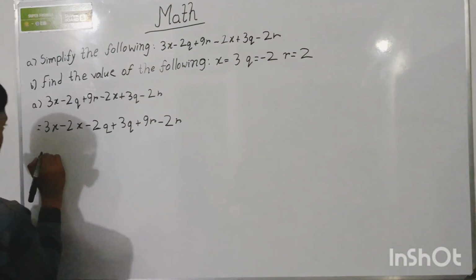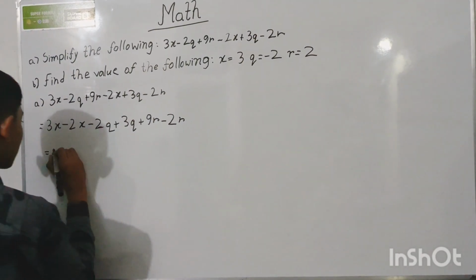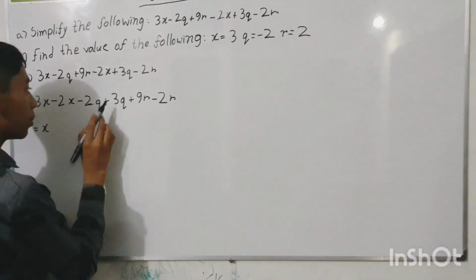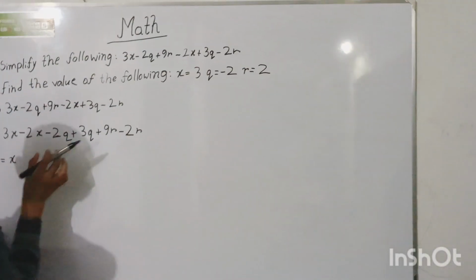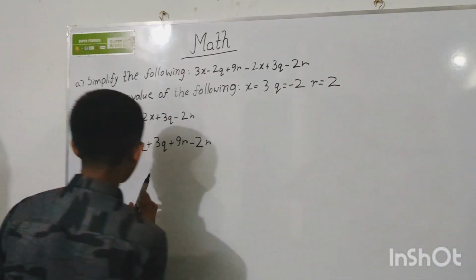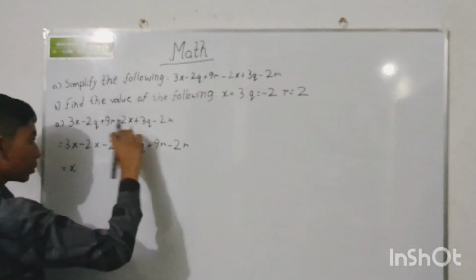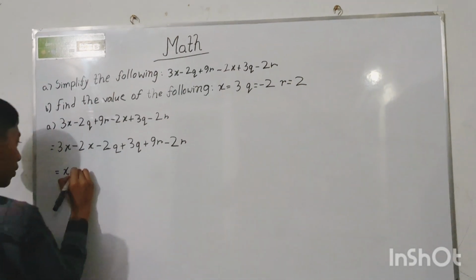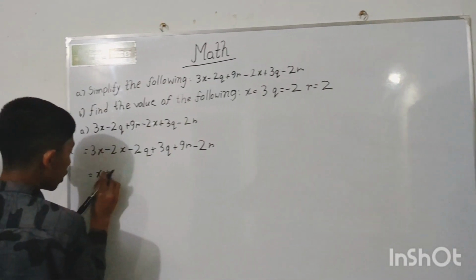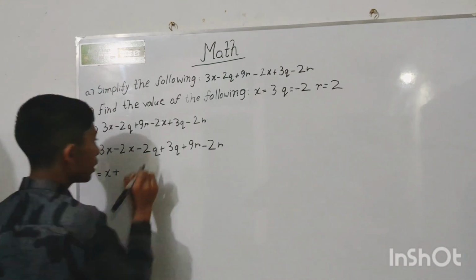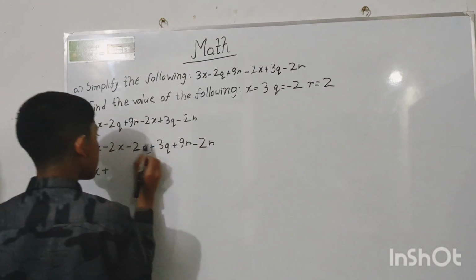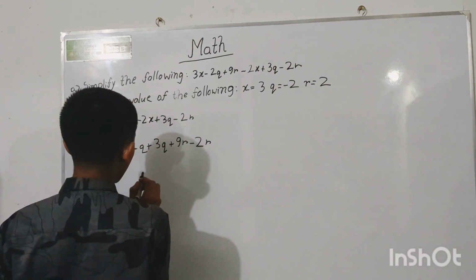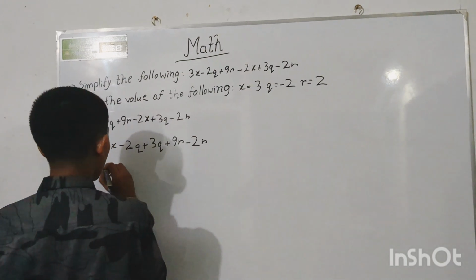Let's simplify it. 3x minus 2x equals x. And minus 2 plus 3. At first we can see that 3 is bigger than 2 and 3 has a plus sign, so in our answer I'll give a plus sign. Then if you multiply minus and plus, it will always be minus. So we'll just subtract, so it will be 1.